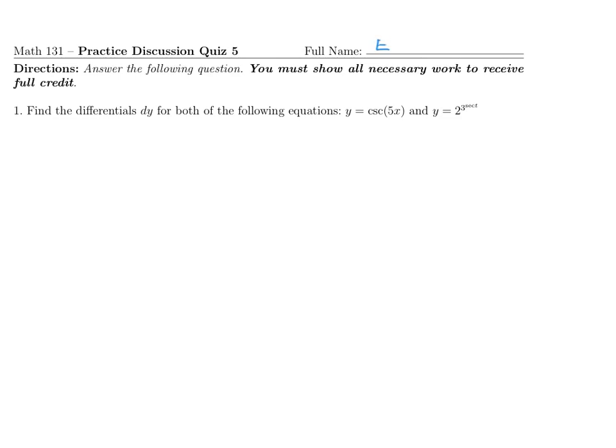Let's go over a couple of examples for this week's discussion quiz. In question 1, we'd like to find the differentials dy for these two expressions. So this is really two separate problems. To start with, y is equal to cosecant of 5x.